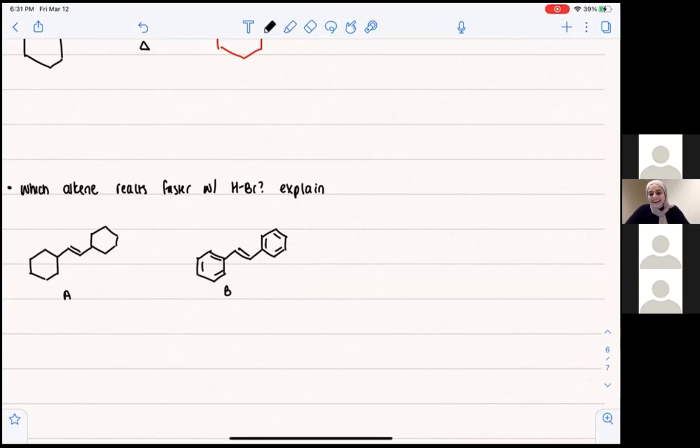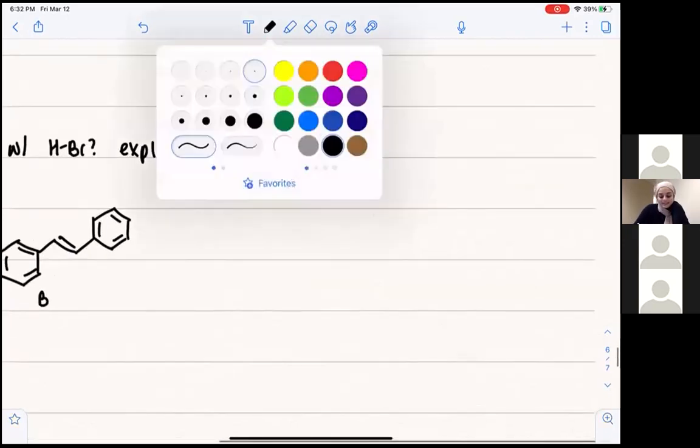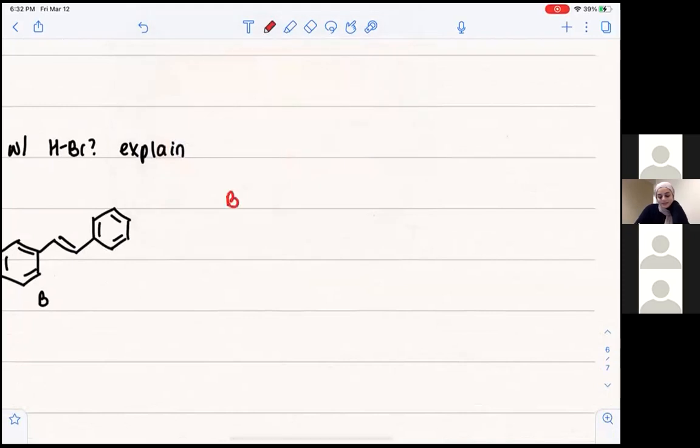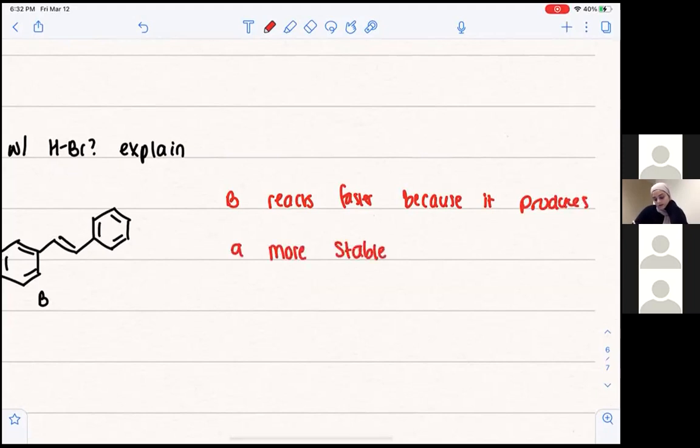Okay. Resonance. Does B have resonance? Yes, exactly. So the answer here is going to be B. It reacts faster because it produces a more stable product.